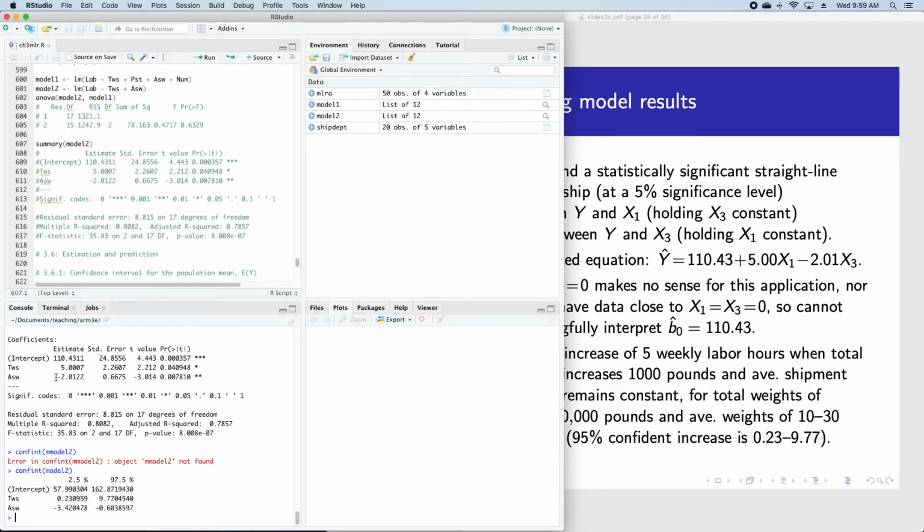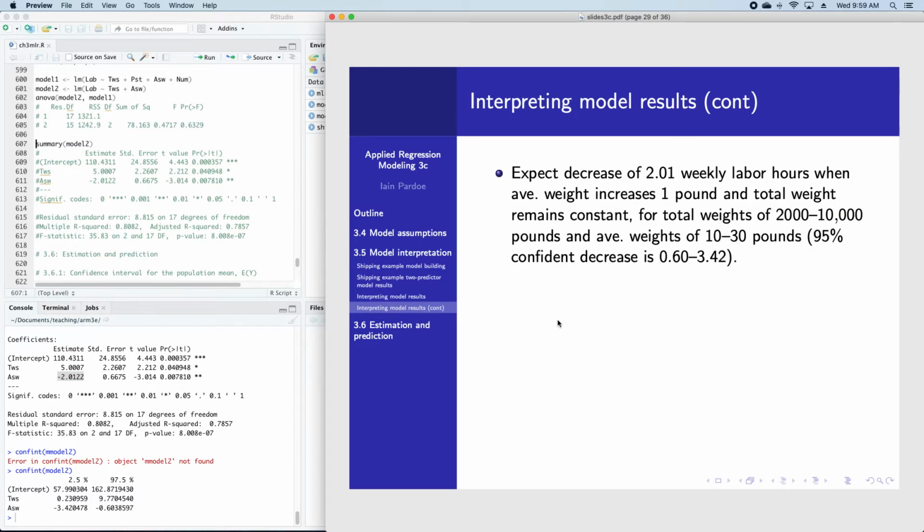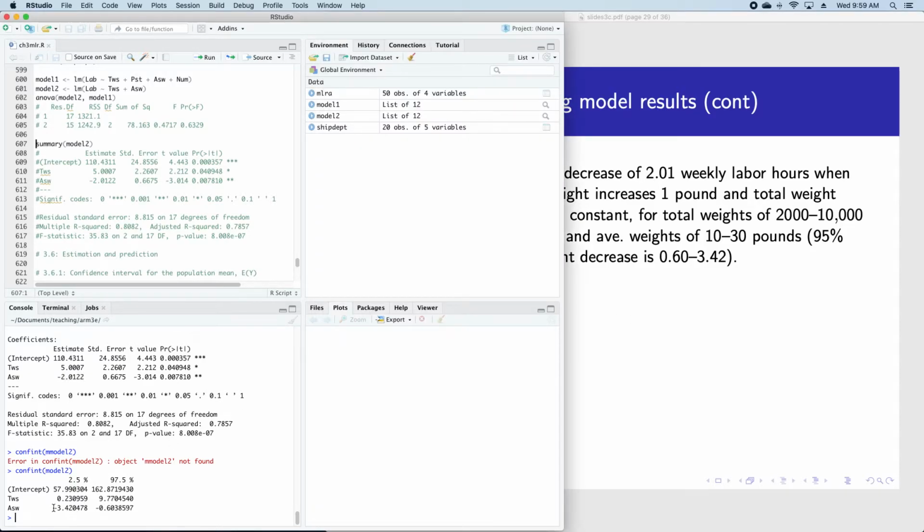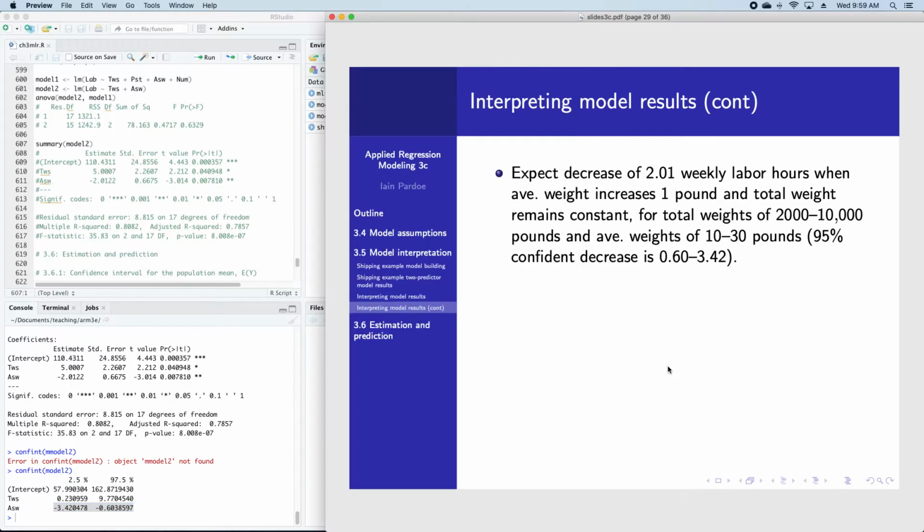We could also interpret this number in a similar way, which is what this sentence is. So we expect a decrease, because this number is negative, of 2.01 weekly labor hours when average weight increases by 1 unit, 1 pound, and total weight, the other predictor, remains constant. And the 95% confidence interval for that is between minus 3.42 and minus 0.6. Or in other words, the decrease is between 0.6 and 3.42.